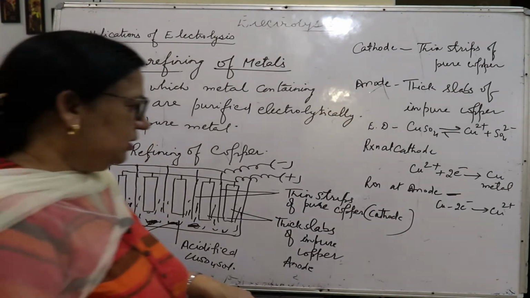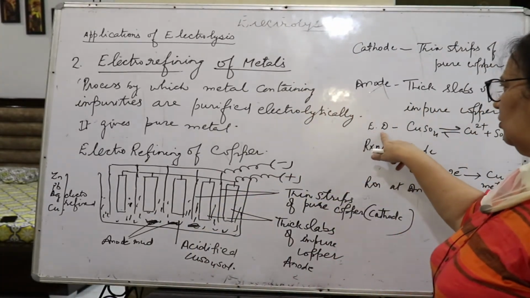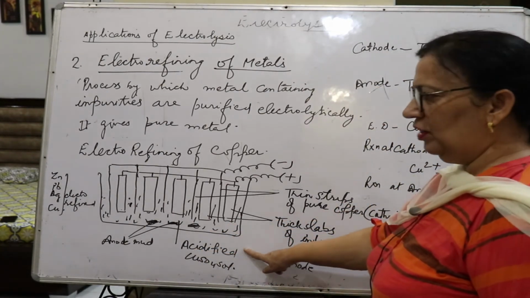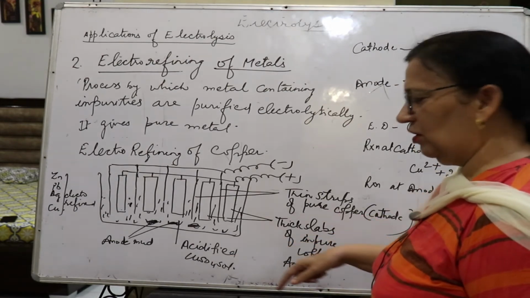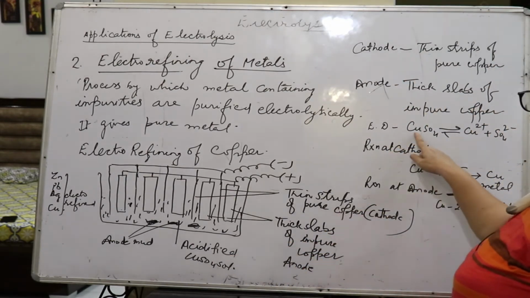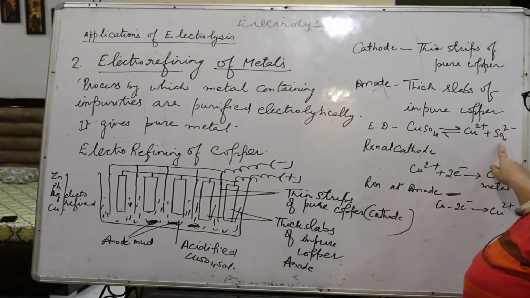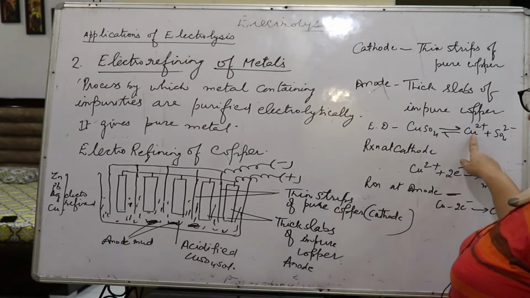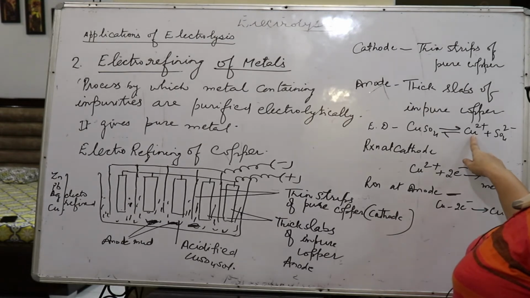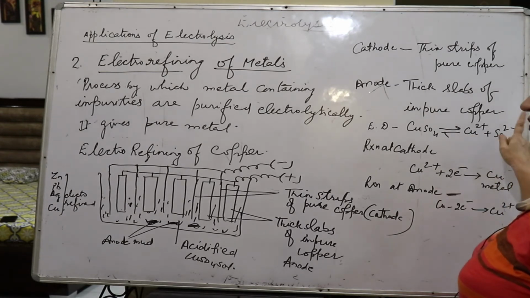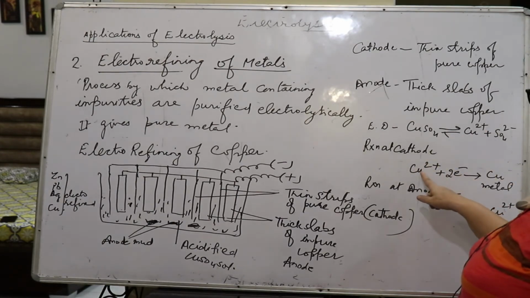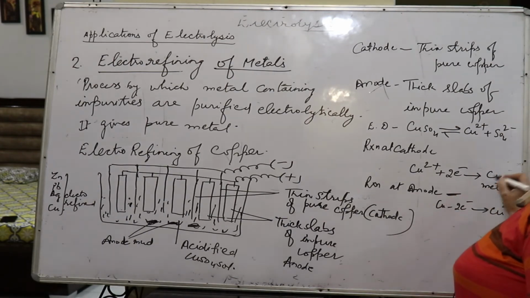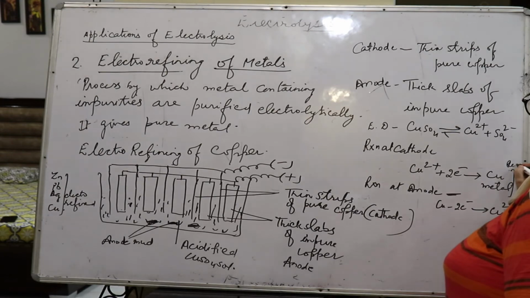The electrolysis method is the same: electrolytic dissociation, and the electrolyte taken is acidified copper sulfate solution. Why do we acidify it? To increase the conductivity of copper sulfate. This copper sulfate will dissociate into Cu2+ and SO4 2- ions. The Cu2+ ion will move towards the cathode and the SO4 2- ion will move towards the anode. Reaction at the cathode: Cu2+ will take 2 electrons and become Cu metal, which gets deposited at the cathode, and this is reduction.